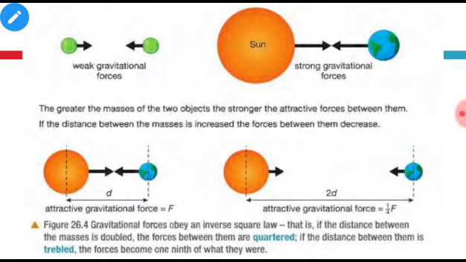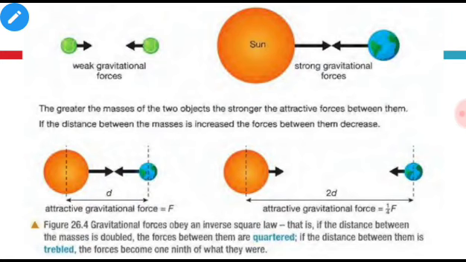Okay, so this is one condition. This gravitational force is based on two conditions: the masses of the two objects and also the distance between them. If they are close together, the gravitational force is larger. And if they are farther away, that is, if the distance between them is larger, then the force is less.